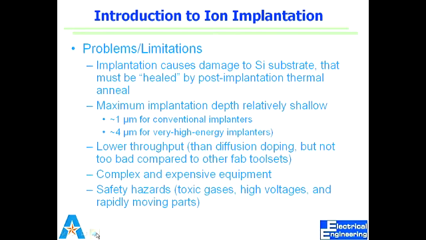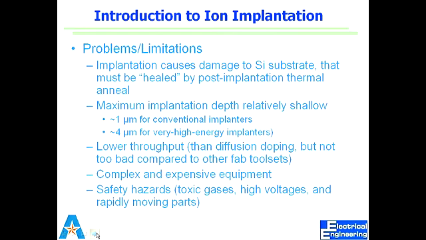And it has lower throughput than diffusion, but it's not too bad compared to what other things that we do. The simple reason is that we have to do an annealing process after implantation. Implantation itself is a fast process, but then again we have to expose it to high temperature, so it reduces throughput.